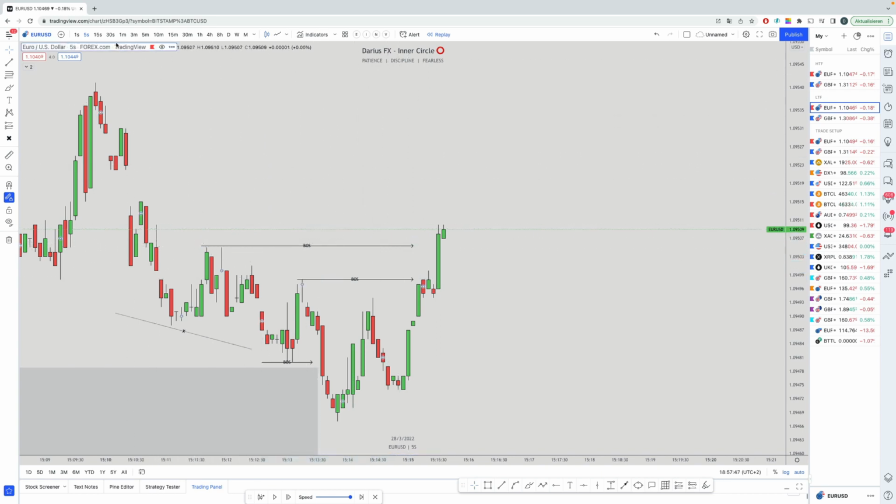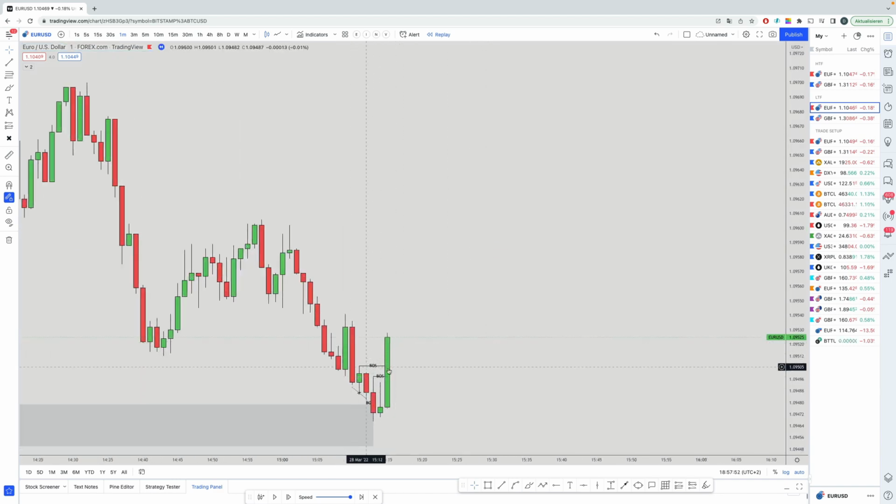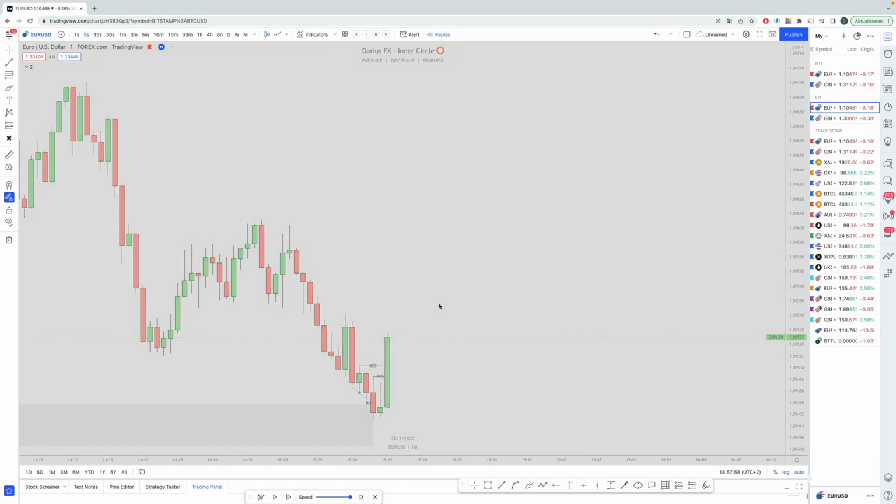Now what I like to do in a situation like this is also to come to the 1 minute to see if the 1 minute, look at this, even the 1 minute gave me right now a break of structure. Now this is super good because it will just give me extra confluence on my setup.